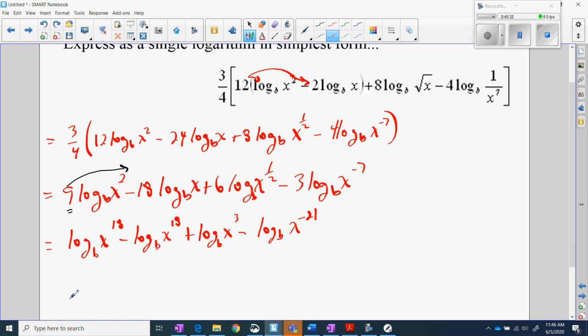Okay, so now I'm going to go single log base b. Anything that's positive is going to become part of the numerator, so this one and this one are going to go to the numerator, so x to the 18th will get multiplied by x to the 3, and then I'm going to have x to the 18th times x to the negative 21, because that one's got a subtract in front of it, so it would be a factor from the denominator.